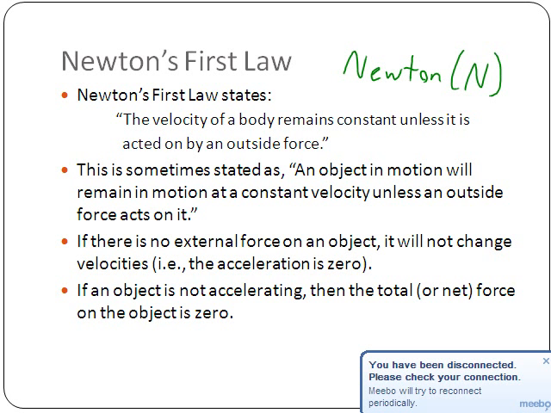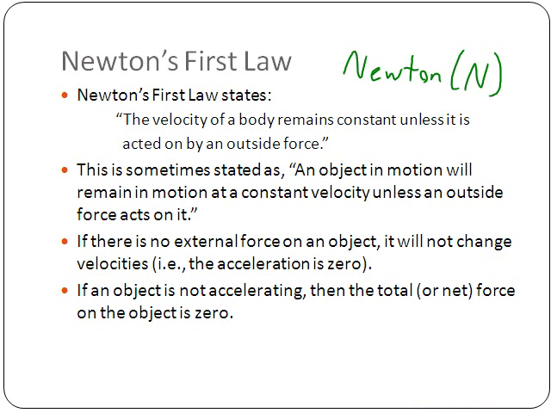So if there is no external force on an object, no external push or pull, it will not change velocities. If I have an object that's moving along at a constant velocity, that's either sitting still or moving at like 5 meters per second, and there is no external force, the total force is 0 on it, then it will keep going at that same velocity. If it's sitting still, it'll remain sitting still. If it's going at 5 meters per second, it'll continue going at 5 meters per second. And so we can then take the converse to that. If an object is not accelerating, then that means the total, or the net is the term we'll use, force on that object is 0.